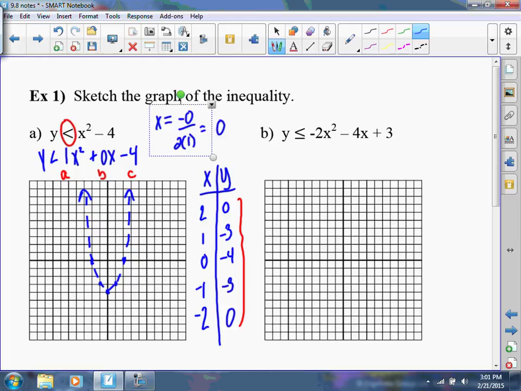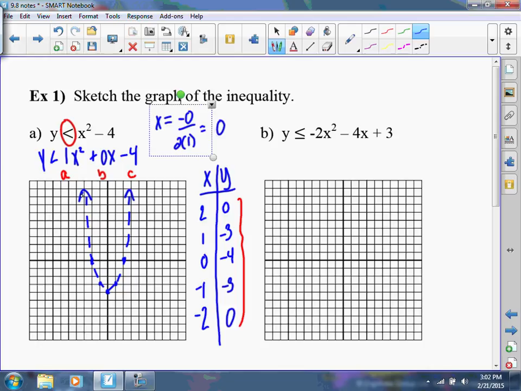Now, usually what we do after that is we shade either above or below the line. Okay? Now, that's what we do when we have a straight line. So you need to kind of visualize here.